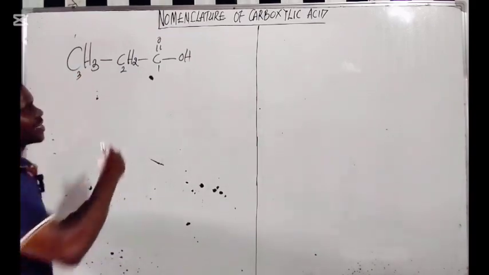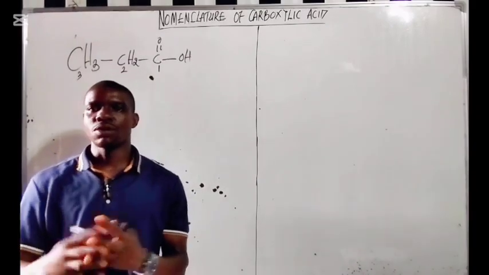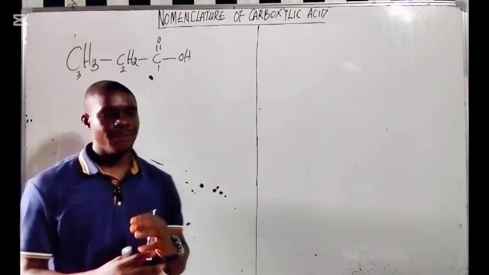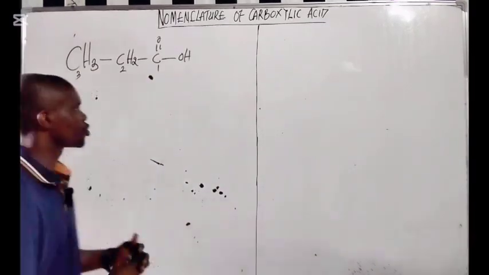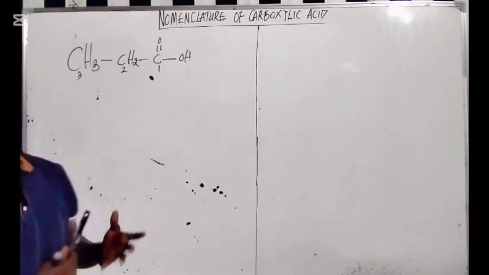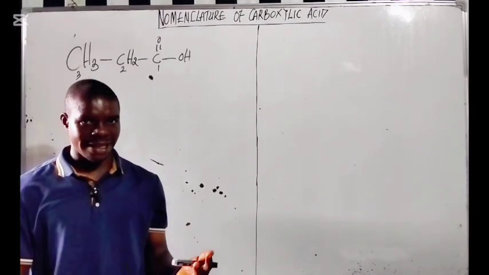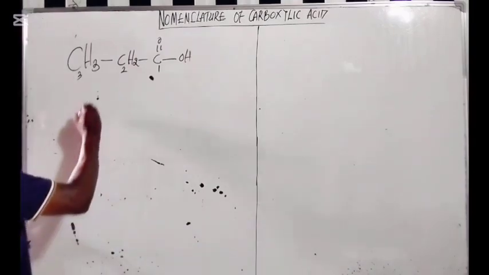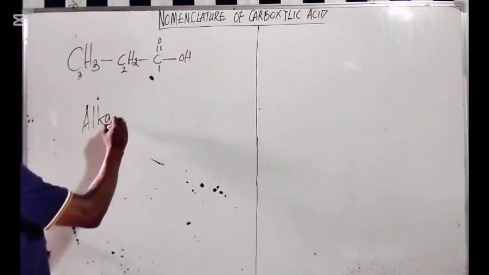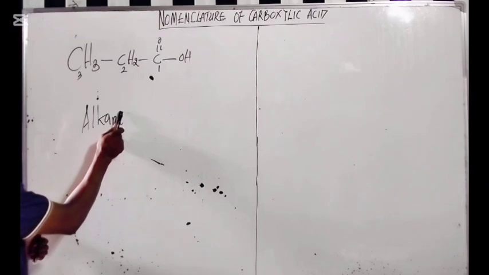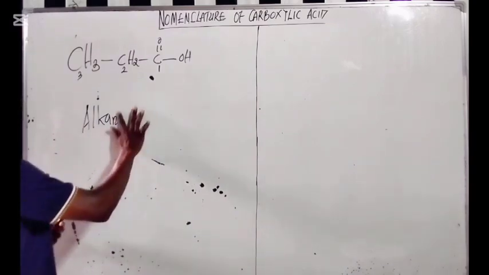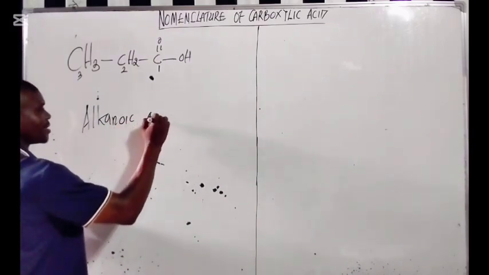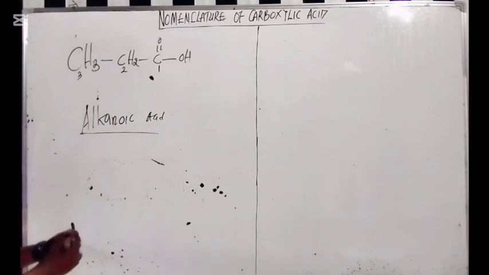Now this carboxylic acid is called a saturated compound, a saturated carboxylic acid. Why? Because it does not contain a double bond here. It only contains single bonds, right? So if you want to name this one, carboxylic acid is named after the alkane. If you remove the E and put OIC acid, you have alkanoic acid. This is how we got alkanoic acid.